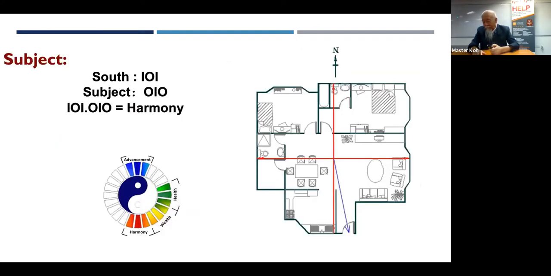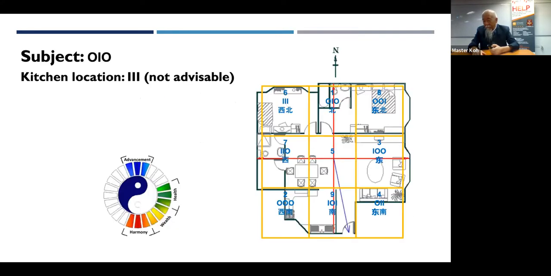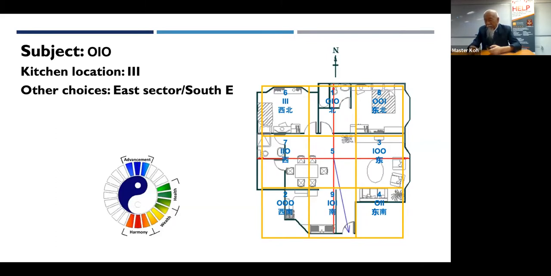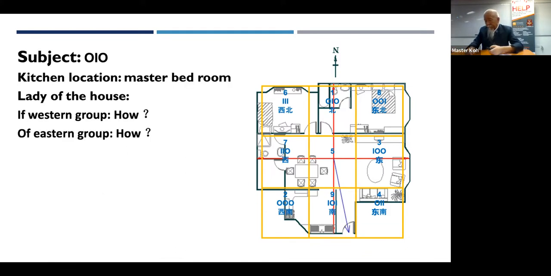Okay, let's go. So we go back to here. We go back to this person. So therefore, in this case, the kitchen location 111 is not advisable. Yes. So the other choices is the kitchen can go onto the east sector here or southeast sector, whichever, or include the north if you want to. Certainly not for 111. Okay.